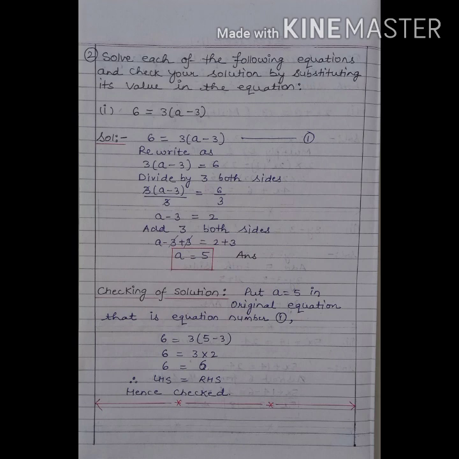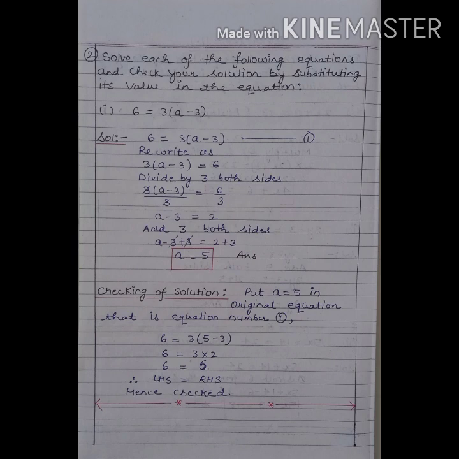Then we will add 3 on both sides so that the 3 gets cancelled from the left hand side. So after adding 3, it becomes a - 3 + 3 = 2 + 3, because we have to add 3 on both sides. Minus 3 plus 3 on the left hand side get cancelled, and 2 plus 3 on the right hand side becomes 5. So the final answer is a = 5. So we can say a = 5 is the solution of the given equation. So what is the solution? a = 5. The final value of a is called the solution.